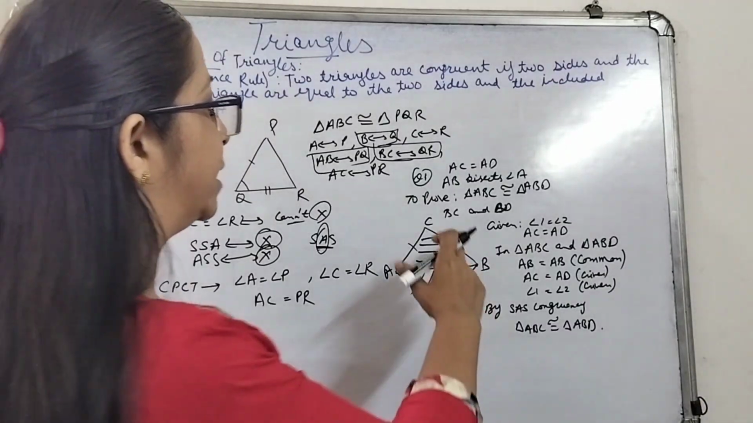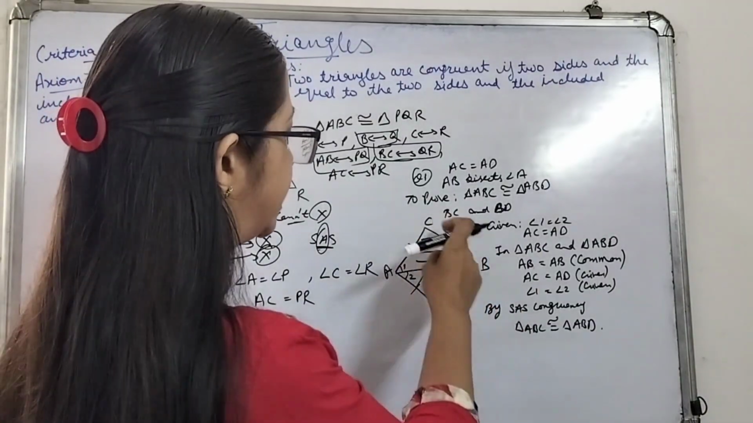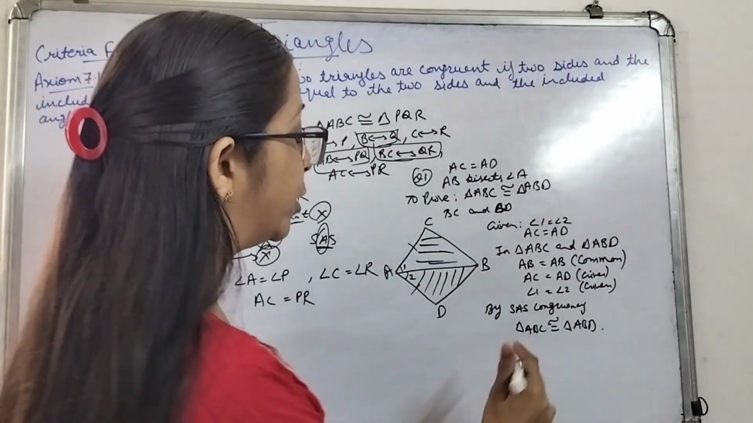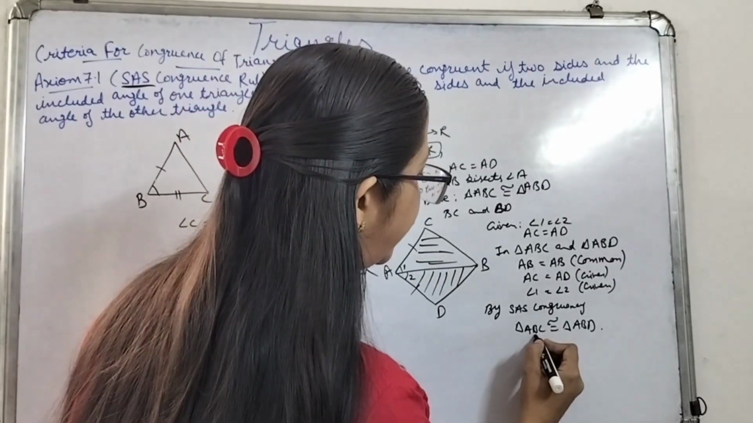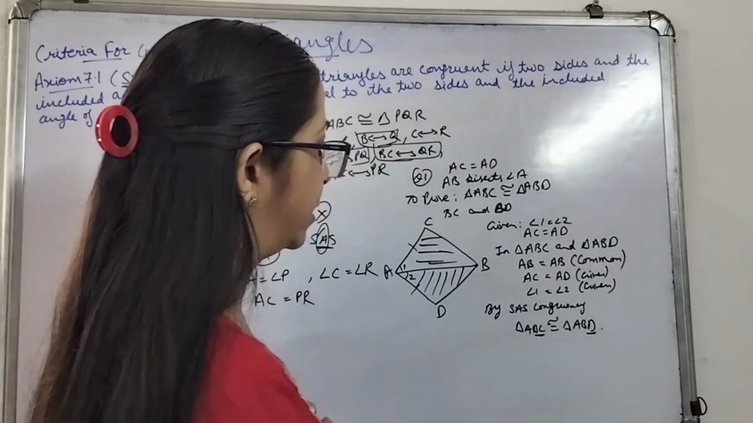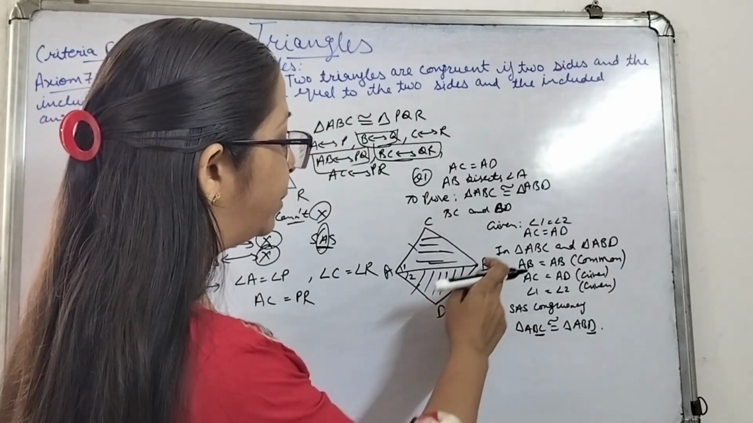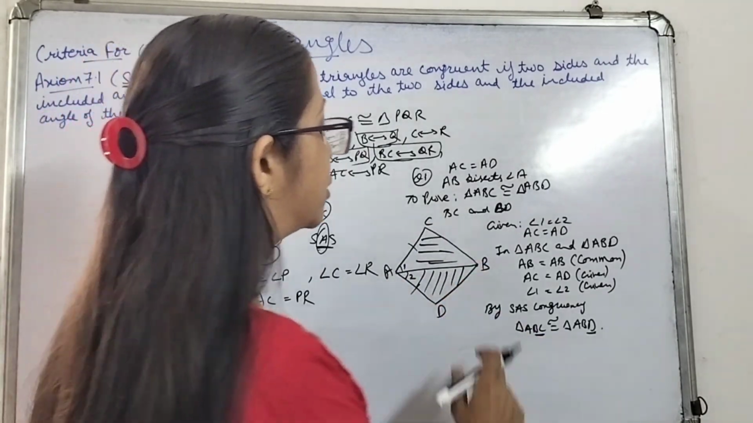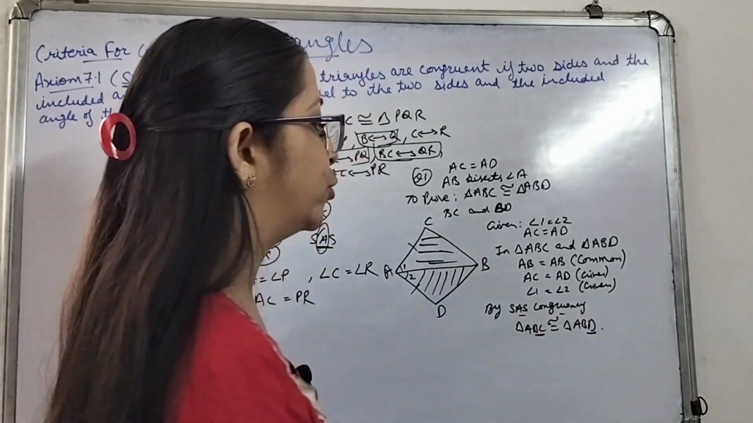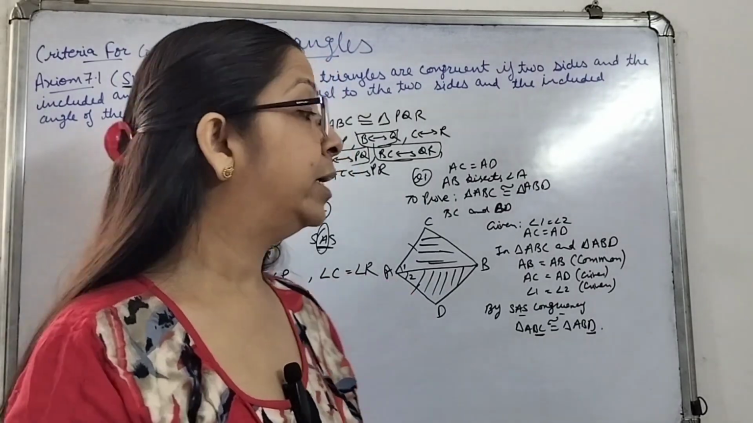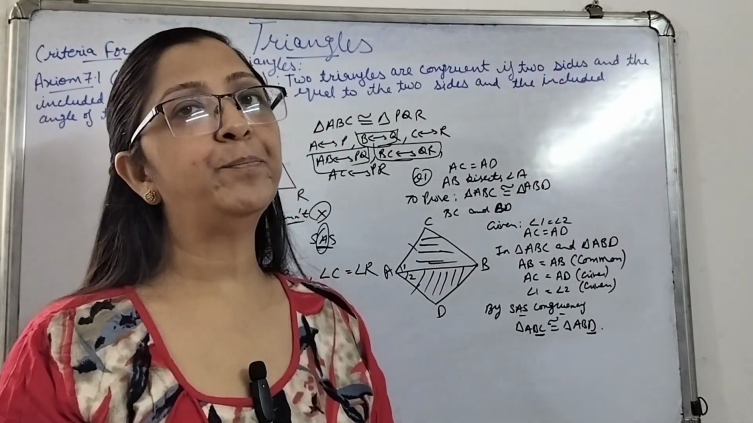Now we have to interpret about your BC and BD. This is your BC and this is your BD. If you are going to see the triangles, BC of triangle ABC corresponds to BD of triangle ABD. So once we have proved that the triangles are congruent, then their corresponding parts will be equal.